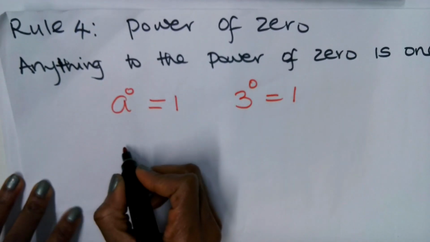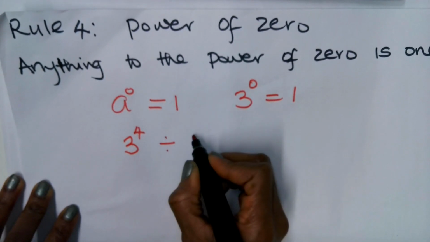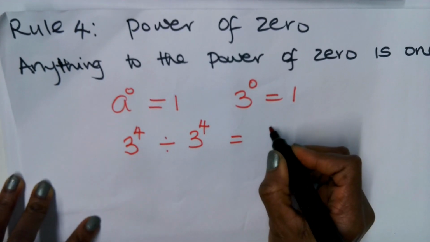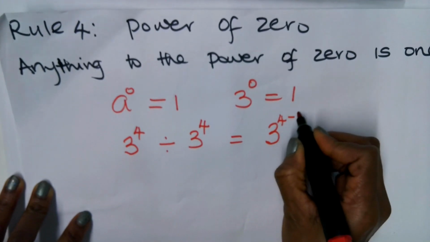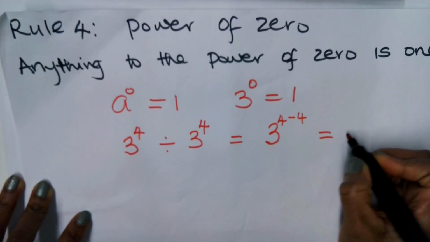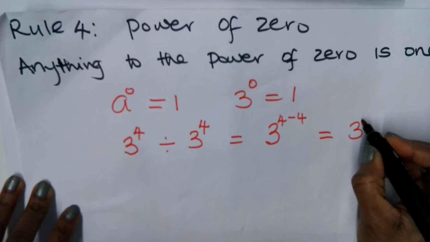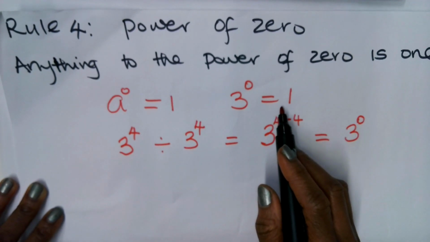So if we've got 3 raised to the power of 4 divided by 3 raised to the power of 4, this means that I'm keeping the base, but I'm subtracting their powers. So if I subtract their powers, I'm going to get 3 raised to the power of 0. And 3 raised to the power of 0 is 1.